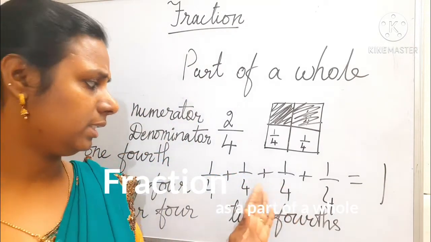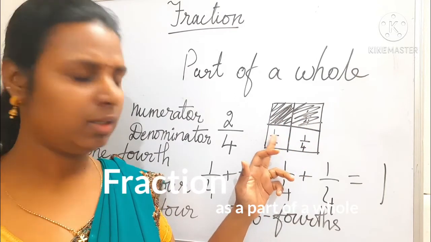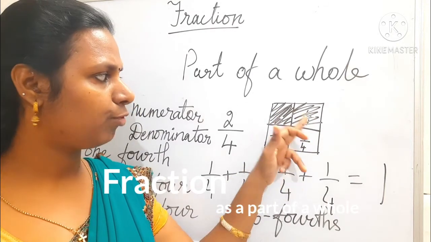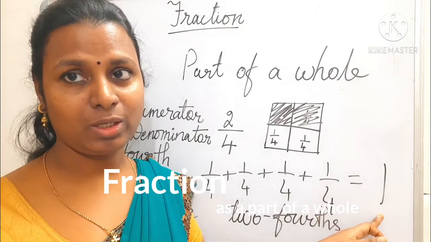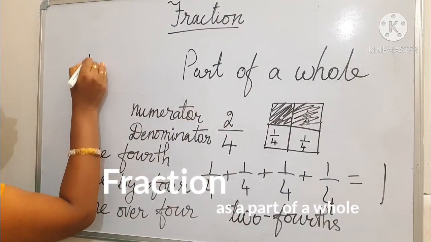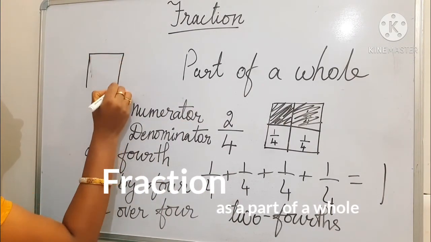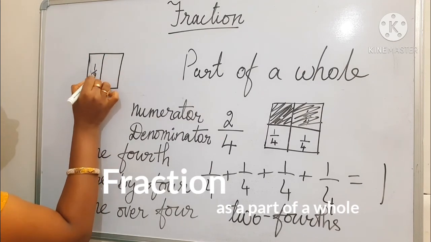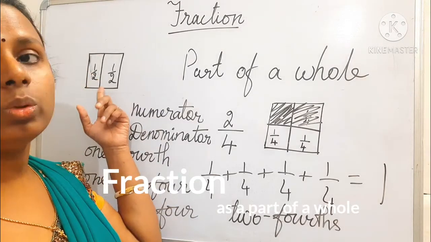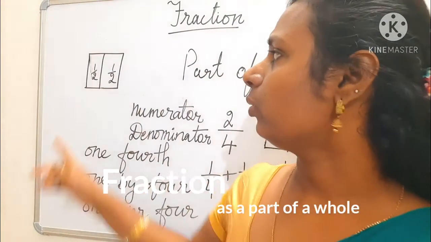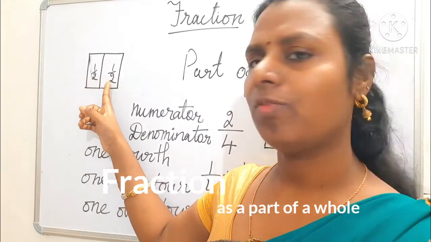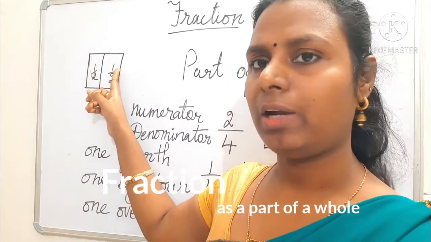Here we have divided into 4 parts, so 1/4, 1/4, 1/4, 1/4, all one fourth. Here four 1/4s together make 1. Now let me take one more square and divide it into 2. Here 1/2 and 1/2. Now you tell me, how do you call this one? We say half: 1/2 and 1/2.